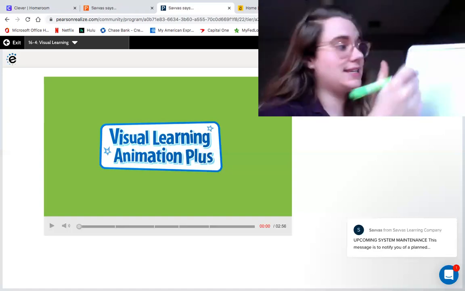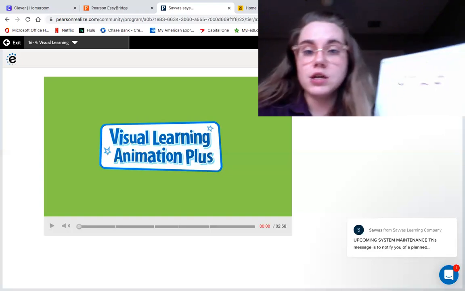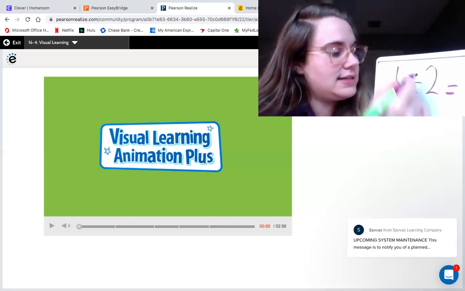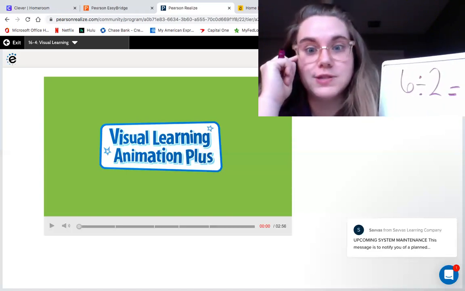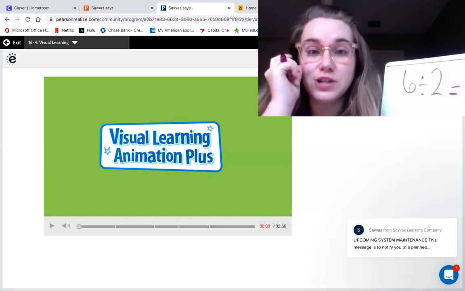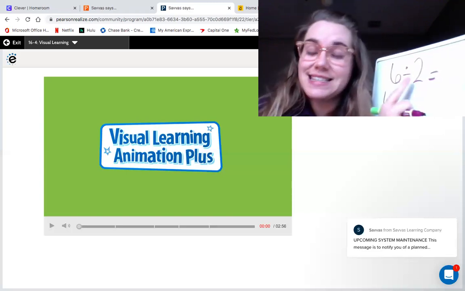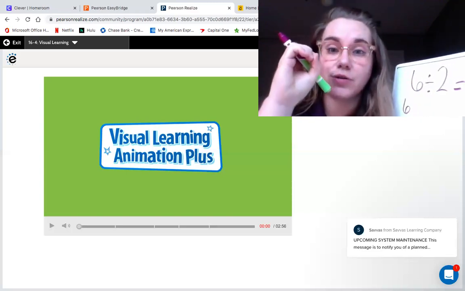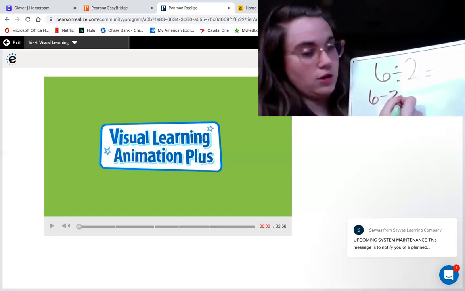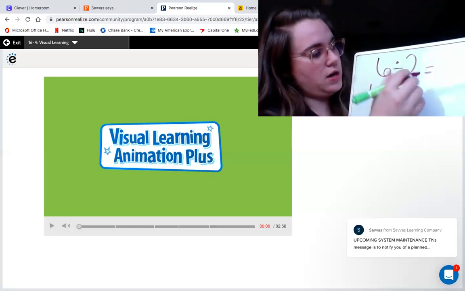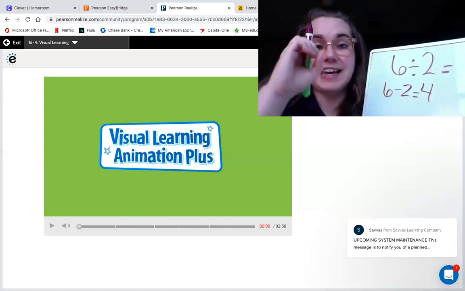So let's use this equation again. 6 divided by 2 equals. So we already know what the answer is. This little division symbol there reminds me that I can use repeated subtraction. So what I can do is I can take my whole number 6 and I can subtract this number until I get to 0. So I'm going to show you. 6 minus 2 equals 4. So I did minus 2. Now I'm going to keep doing minus 2 until I get to 0.